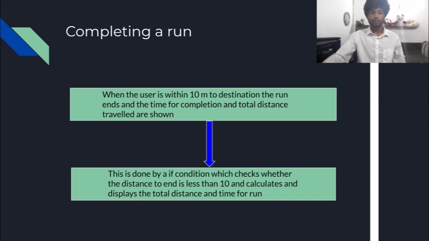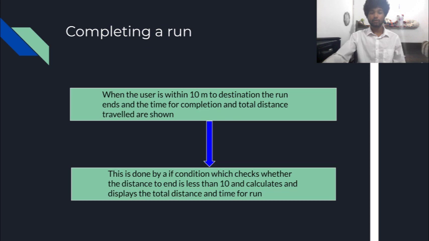This is done by an if statement code block, which checks if the distance to the destination is less than 10 meters, and if it isn't, it keeps tracking until the user's location is within 10 meters of the final destination. As soon as it is within the scope of the condition, it calculates the total distance and time taken by the user with respect to the path he has taken.